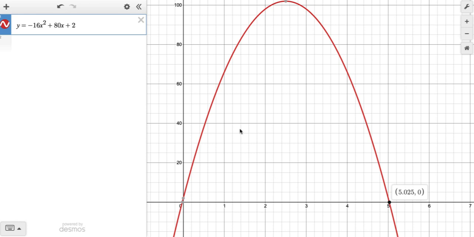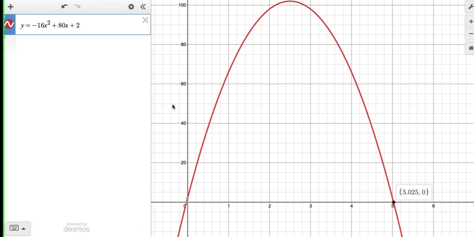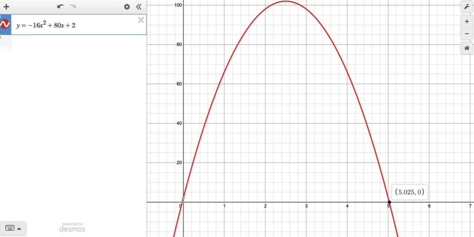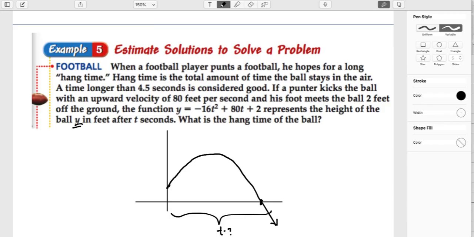Okay, so we will be using graphing calculators in the future. If you haven't played with Desmos before, please do so, because it is pretty cool. All right, so from that information we can put approximately 5 seconds for the t time that we would get here, which would give us the total time.